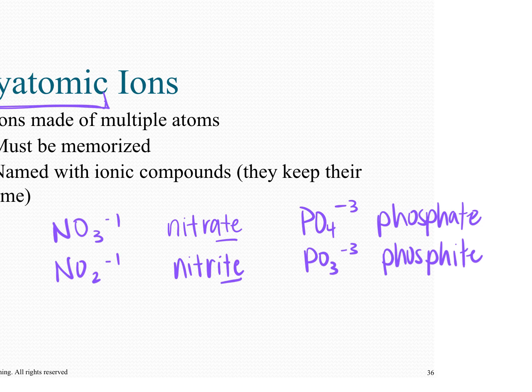Okay, it does have more, but let's look at the pattern more specifically. To go from -ate to -ite means we lose 1 oxygen. It doesn't matter how many oxygens we start with. Nitrate is NO3, but nitrite is NO2. Phosphate is PO4, but phosphite is PO3.